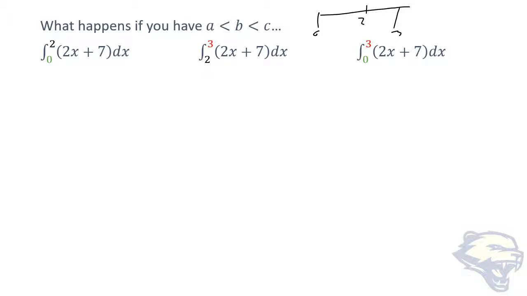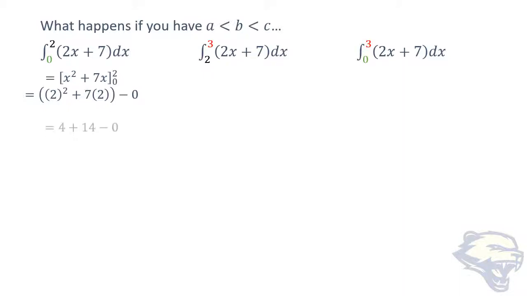Okay, so I've got a 0 to 2 piece over here on the left, then I'm going to do the 2 to 3 piece, then I'm going to see what happens when I have 0 to 3 all together on the number line. Okay. So on the first one here, I do my antiderivative. That's going to be just x squared plus 7x, evaluated from 0 to 2. Then I'm going to plug in the top number minus plug in the bottom number. So 2 squared plus 7 times 2 minus 0. So that's 4 plus 14.